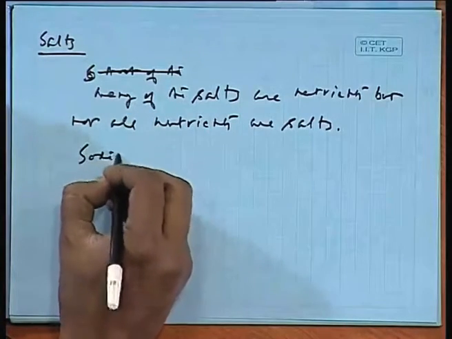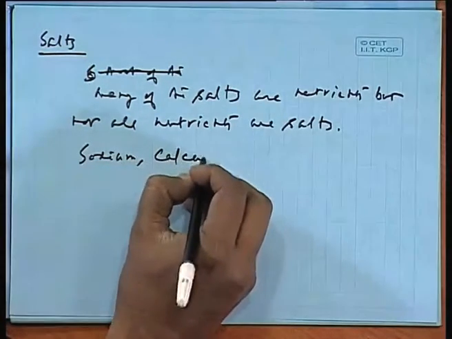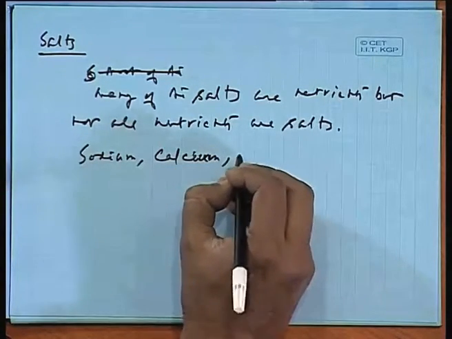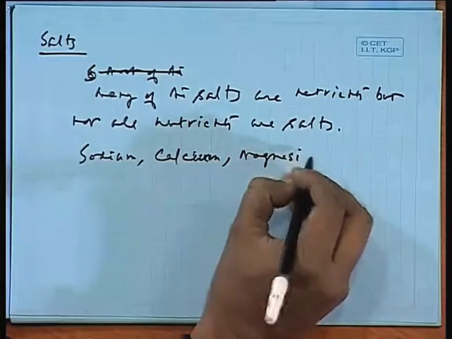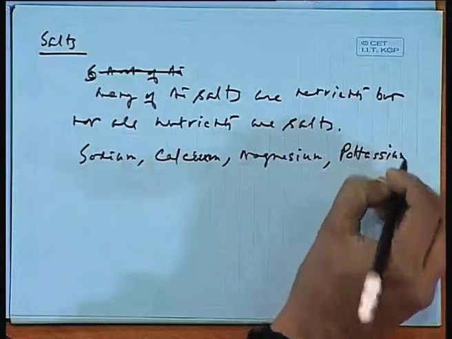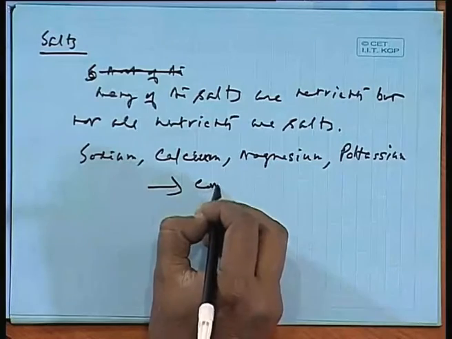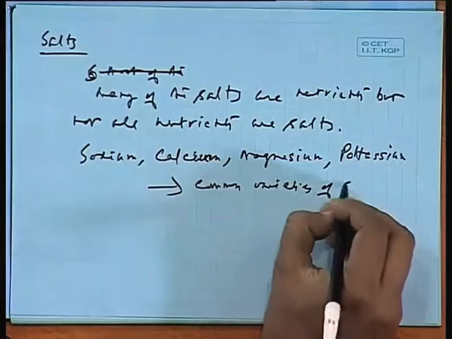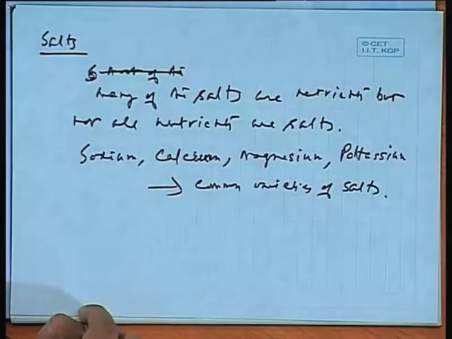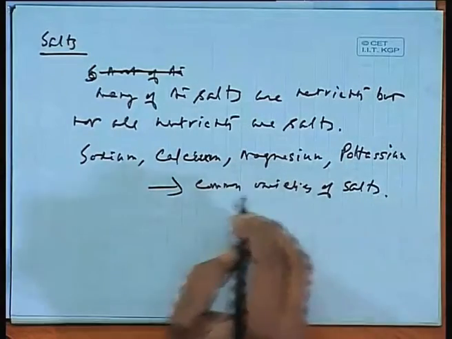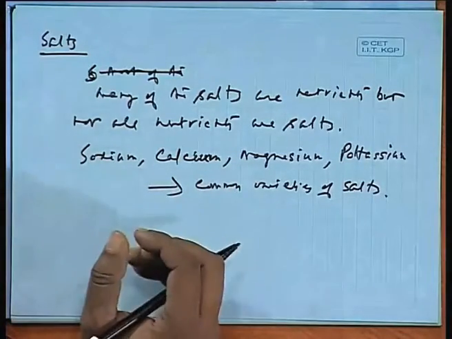The salts that we have generally discussed are sodium, calcium, magnesium, potassium. These are the common varieties of salt. They are the typical common variety of salt elements, you can write. They are not necessarily in elemental form, they are in the form of salts.